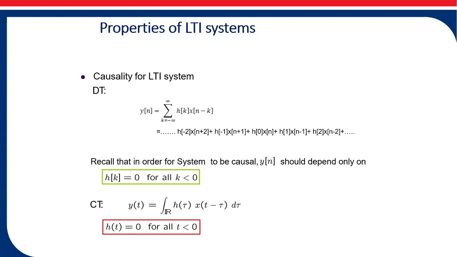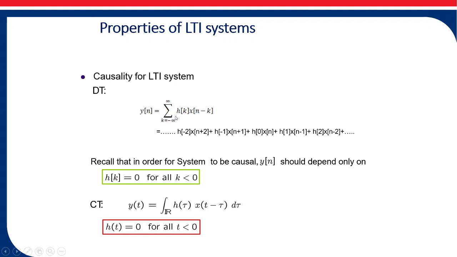Causality, first property, the causality of linear time invariant system. A linear time invariant system is said to be causal if the present value of output depends on only present and or the past values of inputs. So output here can be written as the convolution of x of n with h of n, or using the commutative property of convolution we can write output as the convolution of h of n with x of n.